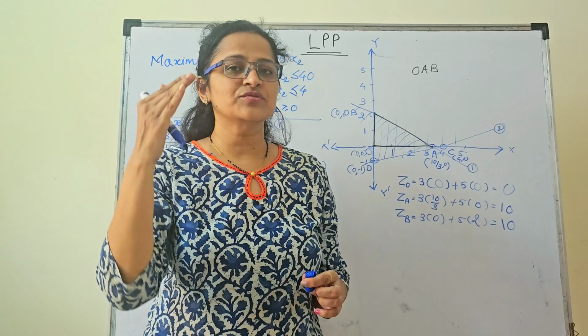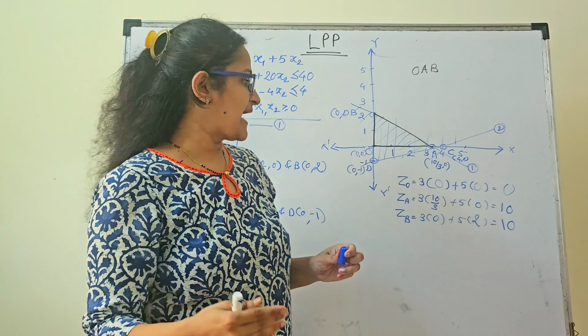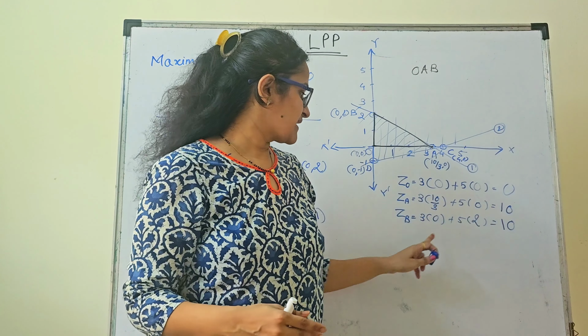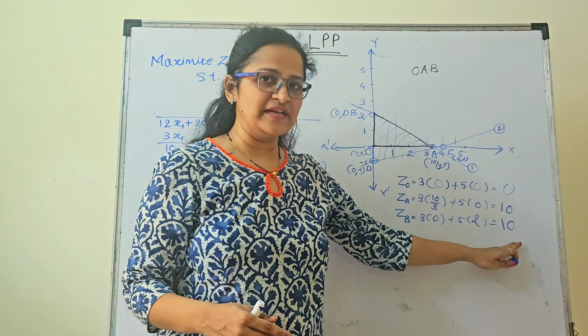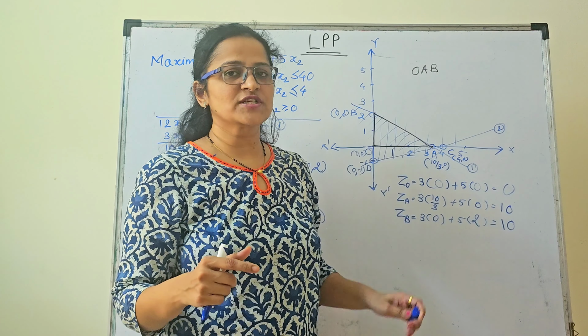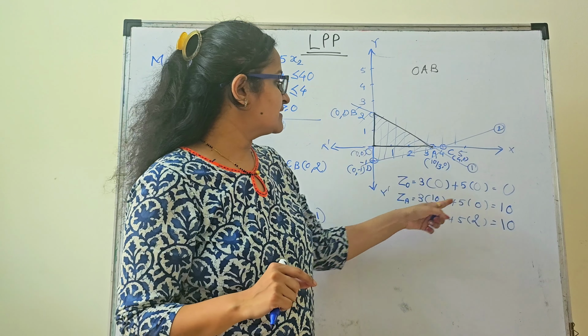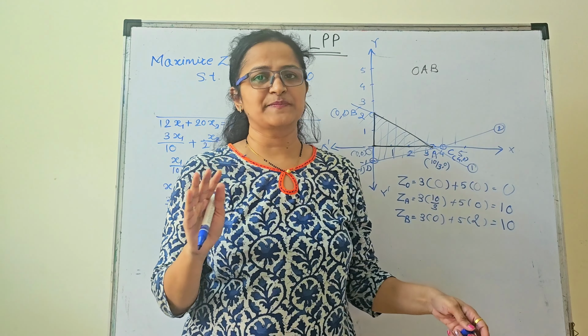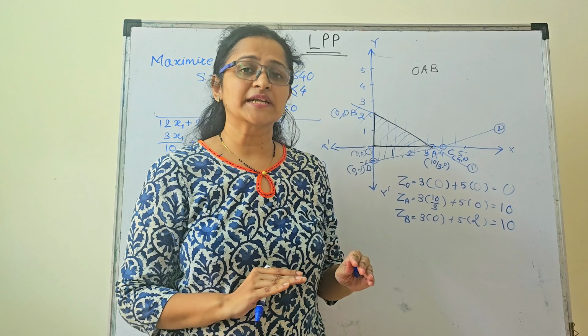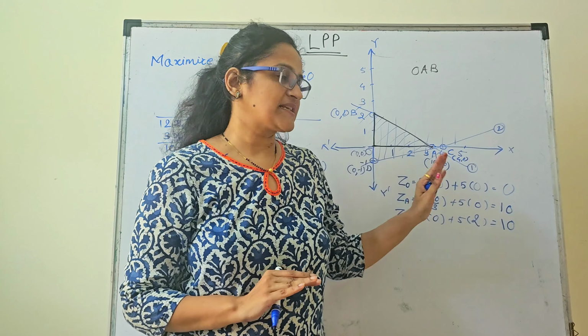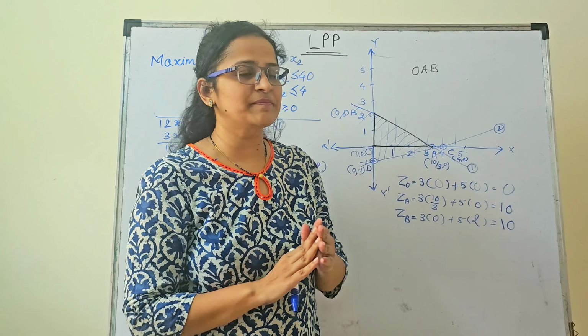And how are you going to conclude this problem? Saying that ZA equal to 10 and ZB equal to 10 are the optimum solutions for the given LPP, with the coordinates 10 by 3, 0 and 0, 2 respectively. Okay, this is the multiple solution LPP. So that's how you have to write it down in the conclusion part of this problem.